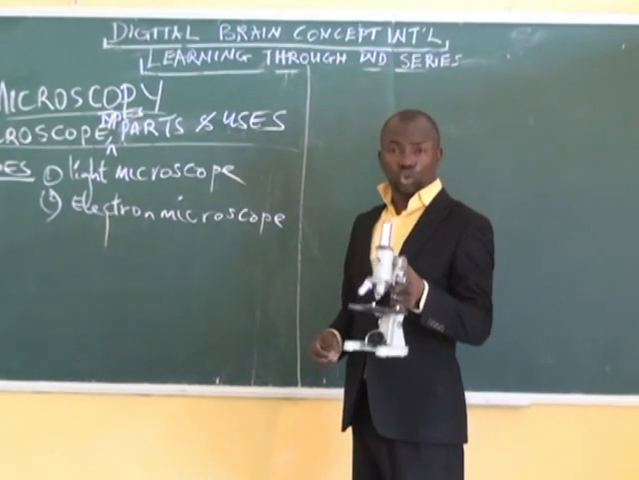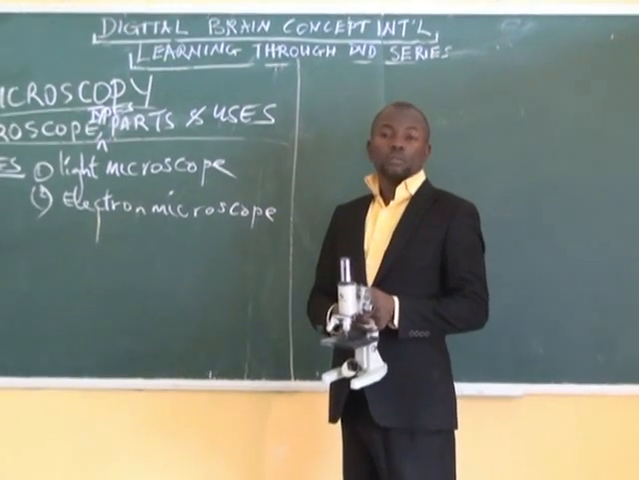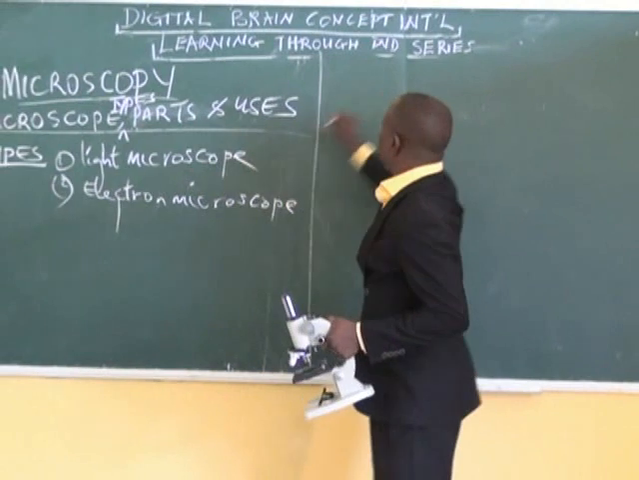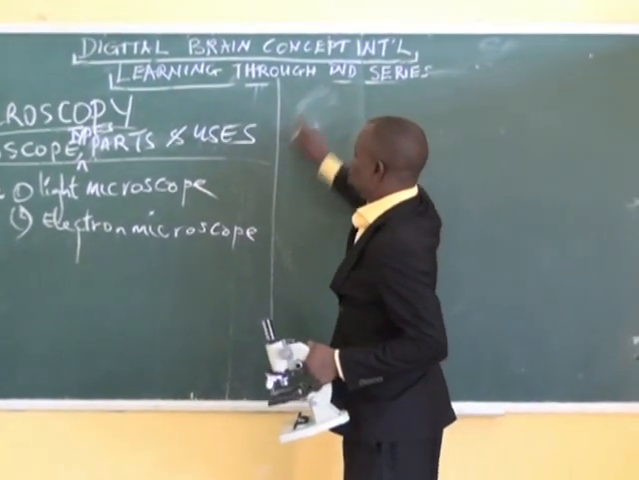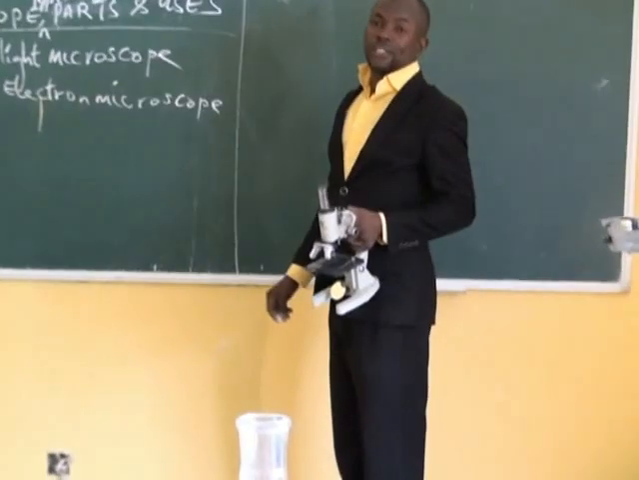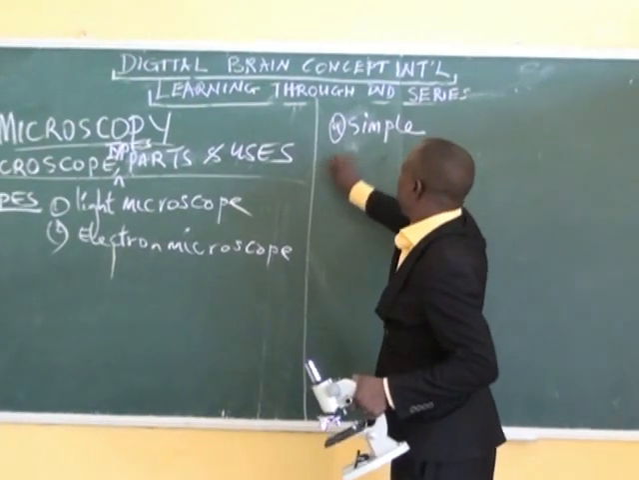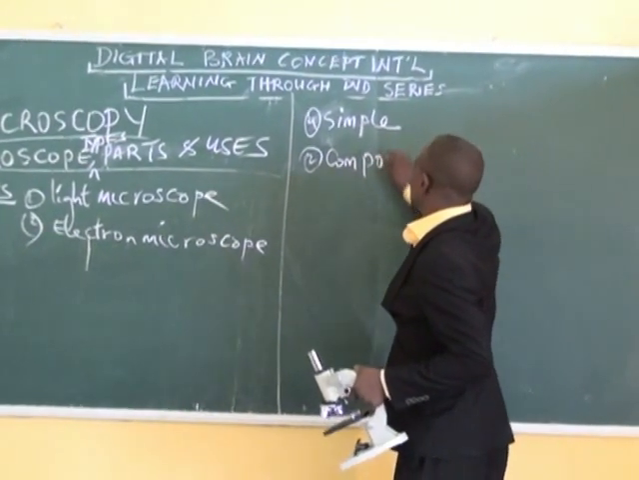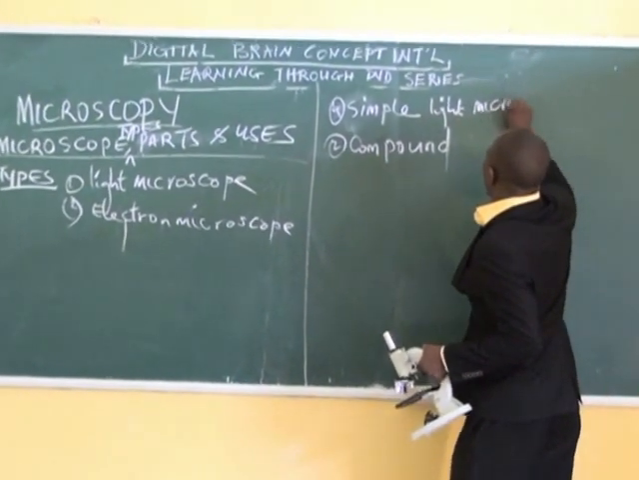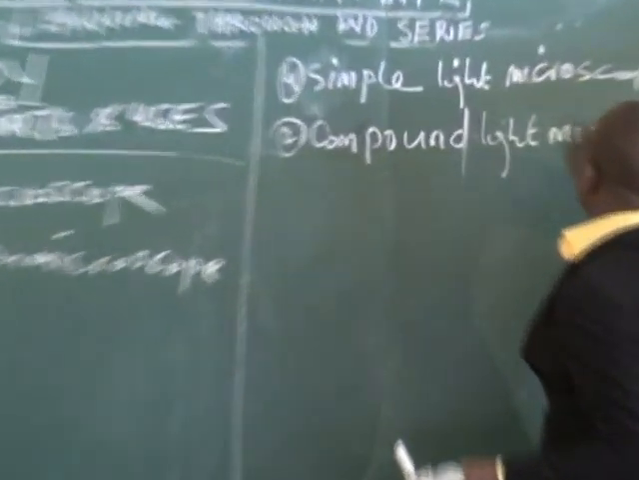So that is why I want you to know about the light microscope, so that you can be using it for your laboratory procedures. So the light microscope has two types again. We have the simple light microscope and we have the compound light microscope.